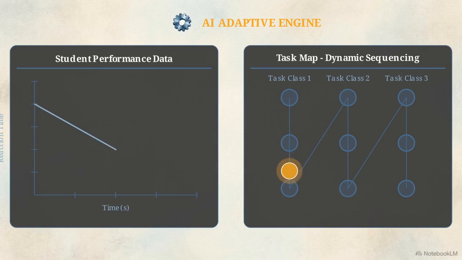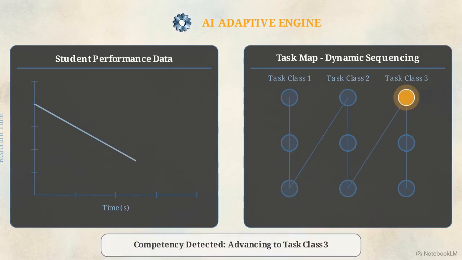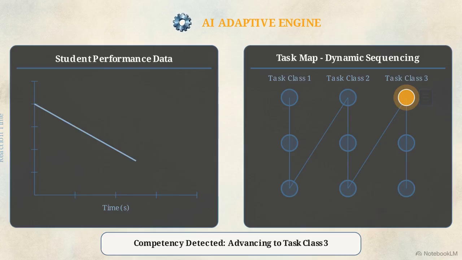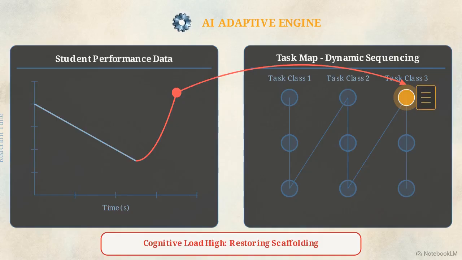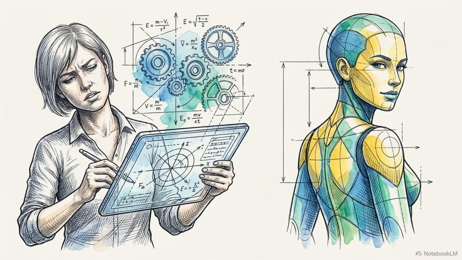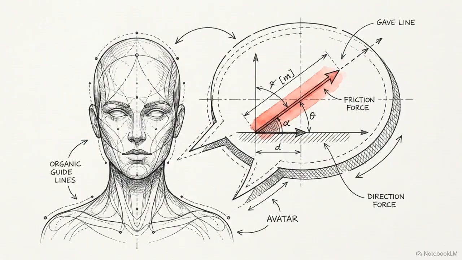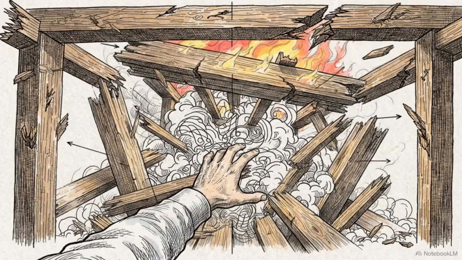Machine learning algorithms track a student's reaction times and error patterns in real time. If a student performs a routine flawlessly, the system skips them ahead to a higher task class. If they struggle, it automatically restores the fading prompts. Large language models fulfill the role of the intelligent tutor, generating contextual explanations for the supportive information exactly when the student encounters a non-routine problem.